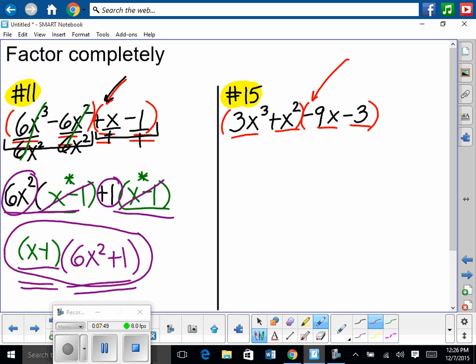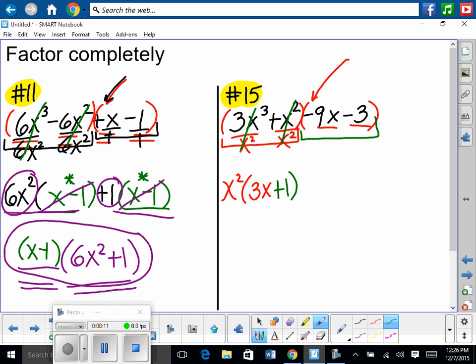Make sure you group that sign. All right, so then in the first group, I pull out the greatest thing in common. The greatest thing in this one is an x squared. Divide each thing by what you pulled out. So 3x cubed divided by x squared is just a 3x left. And then x squared divided by x squared is a 1, so plus 1 is left.